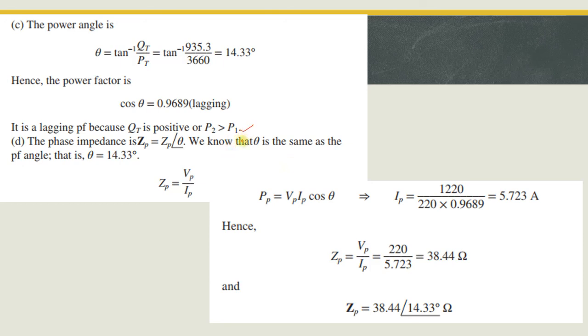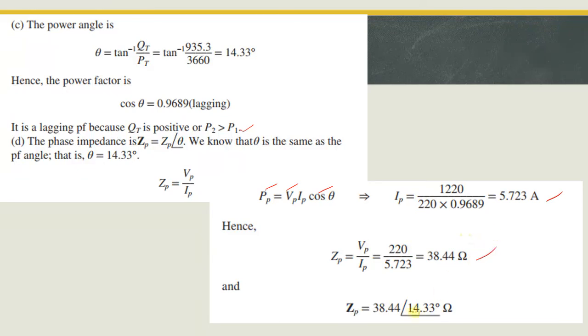We already know that when P2 is greater than P1, then the power factor is lagging, as we saw in our previous slides. Therefore the phase impedance is Zp, which is equal to Vp divided by Ip. We know the formula for per phase power, P equals Vp into Ip into cos theta. We know the per phase power, the per phase voltage and the power factor value. From this I find the current Ip, which is equal to 5.723 ampere. Therefore Zp equals Vp divided by Ip, so the overall impedance is 38.44.